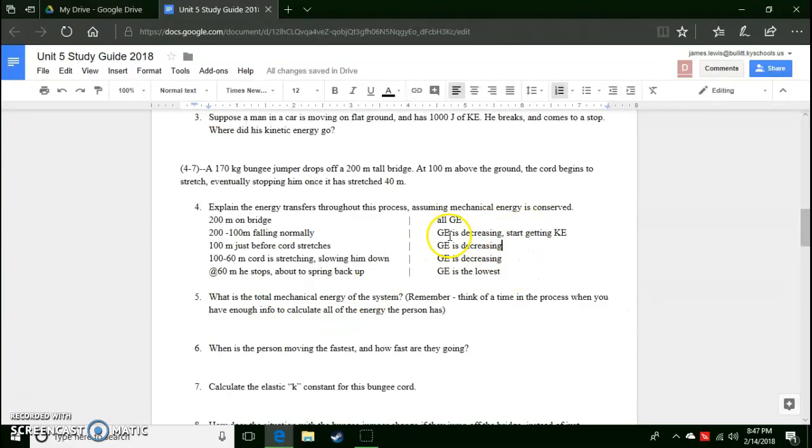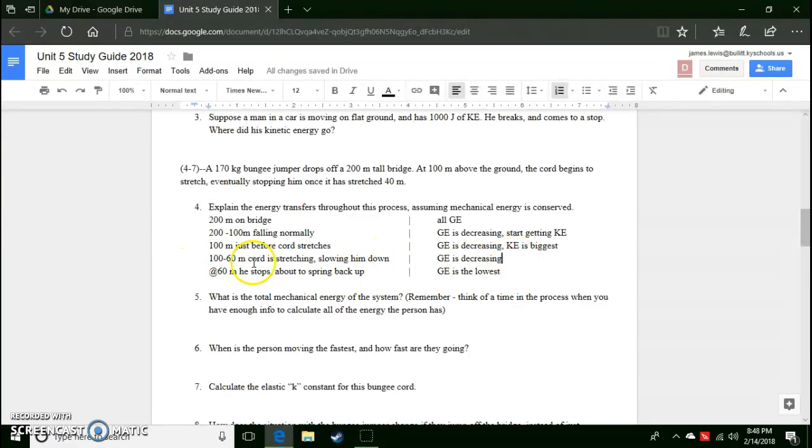So we're at 100 meters, just before the cord starts to stretch. GE is still going down. This is where KE is biggest, because he's sped up all the way to this point. You accelerate when you fall, so all the way from 200 to 100, he's getting faster and faster. As GE goes down, KE goes up. Now, the problem tells you the cord stretch eventually stops him. Once the cord starts going, you're going to have an opposite force that starts slowing him down.